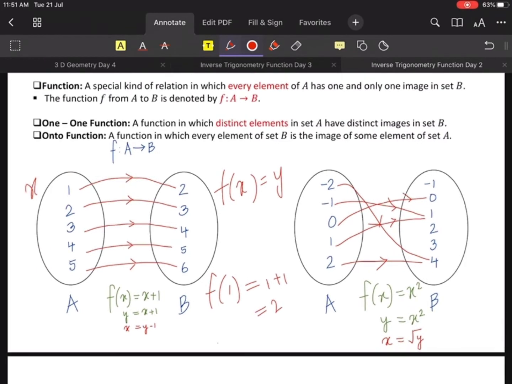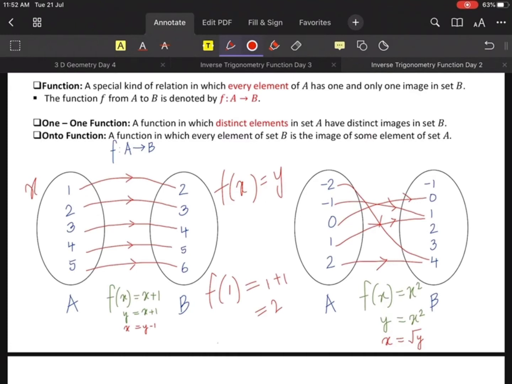Now what is the definition of an onto function? A function in which every element of set B is the image of some element of set A. So look at the first function. You see 2 is an image of 1, 3 is an image of 2, 4 is an image of 3. So every element of set B is the image of some element of set A, right? So the first function is an onto function also. Clear? It's 1-1 and onto both.